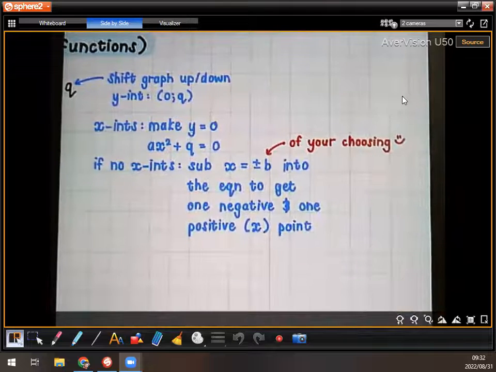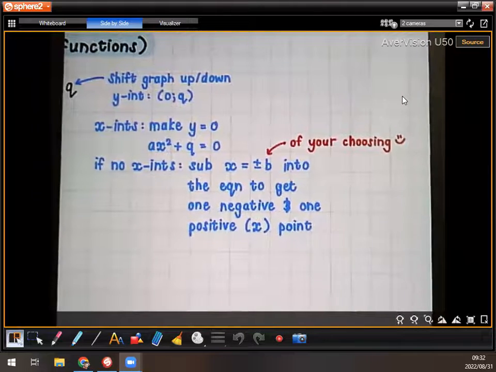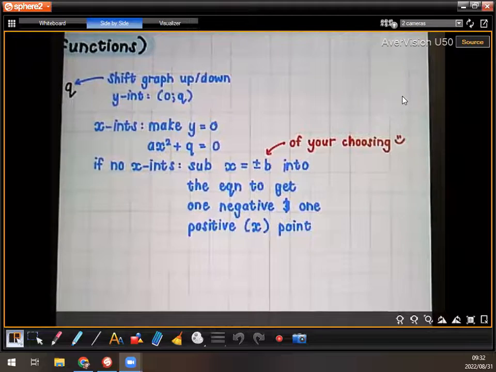Choosing even a word thing of your choice, whatever. Choosing. It sounded right when I said it, but now that I'm looking at it there, it doesn't look right. But it's okay. You can write of your choice if you want to.